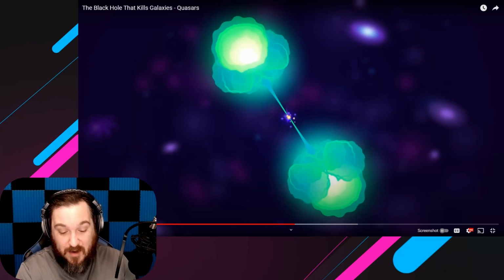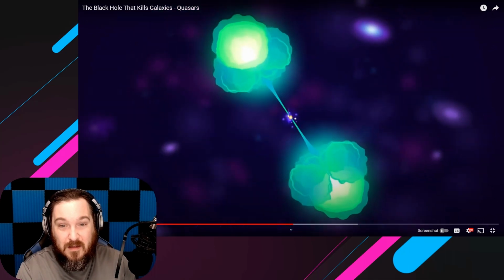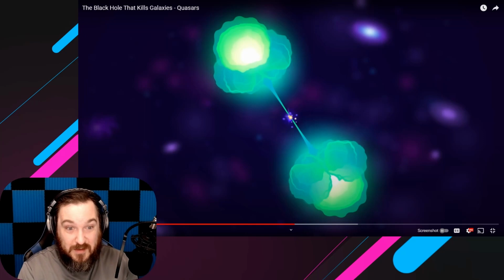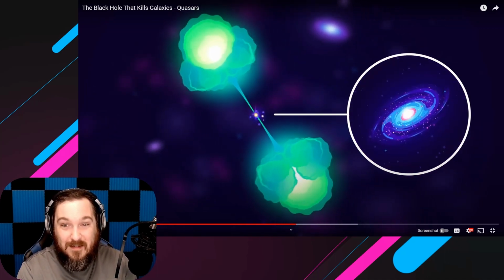Actually, did they say hundreds of thousands of light years? Forming plumes of matter that grow to hundreds of thousands of light years in size. Hundreds of thousands of light years. That is a powerful jet. Wow. It's almost unfathomable in scale.